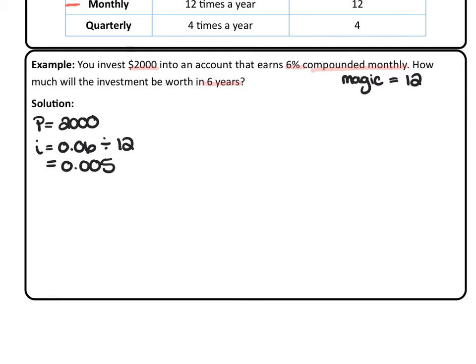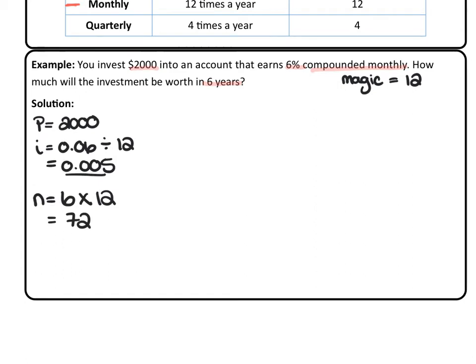0.005. So this is the number we're going to use when we do our formula. N is our years times our compounding periods. So in this case, we're going to invest it for 6 years. And it's compounded monthly, so we'll multiply. So 6 times 12 is 72.